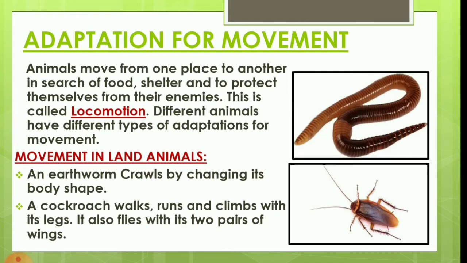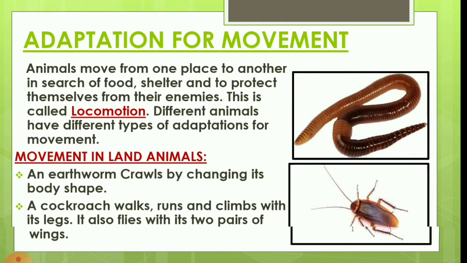जो earthworm होता है, as you can see in the picture, it crawls by changing the shape of its body. A cockroach walks, runs and climbs with its legs. It also flies with its two pairs of wings. Now cockroach, it runs also, walks also and climbs with the help of legs, and for flying it has wings.